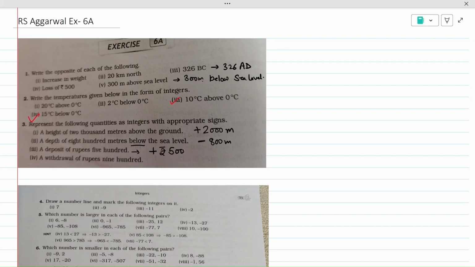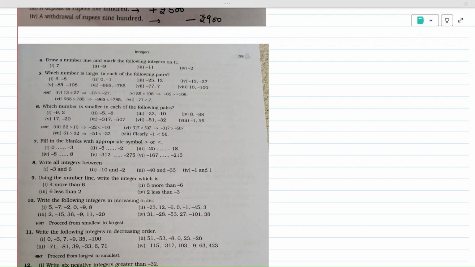We are depositing. Okay. Last is a withdrawal of rupees 900. So kids, withdrawal means we are taking out money. It's a case of debit. So we will have minus rupees 900. So here we will write minus rupees 900. This is easy. Let's begin with the question number 4 now.